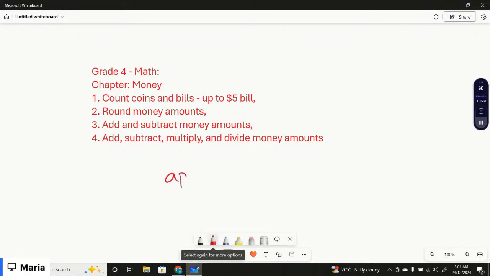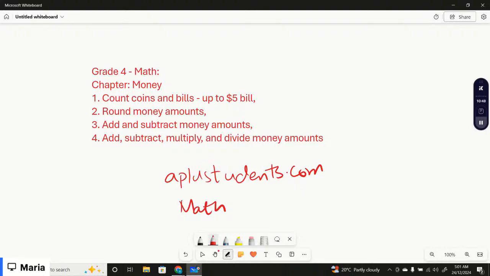You can find all the lessons on aplusstudents.com. You have to log in there using your email address, and the password is provided by the administrator. Then you have to select math from the subject tab. Scroll down to grade 4 math and then click on view all lessons. There you can find a list of the chapters. We're going to start with the chapter money.